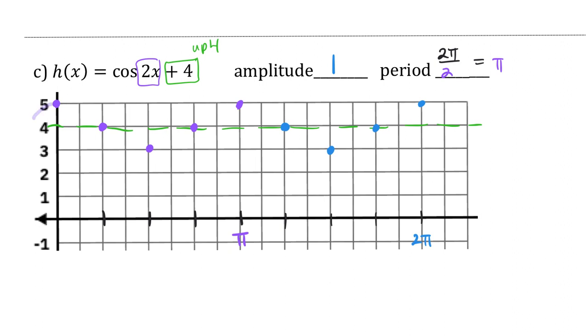It should look like cosine. It's the cosine graph. This is the cosine graph. It got moved up 4. And the period got changed to pi, so when I finished my 1 cycle, it ended right at the pi.